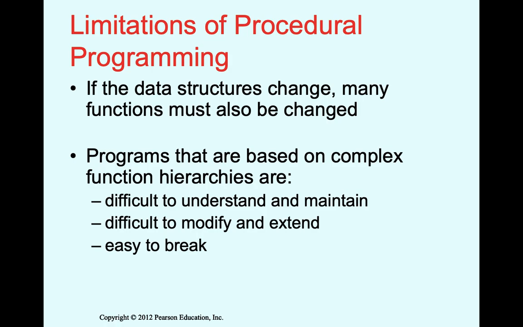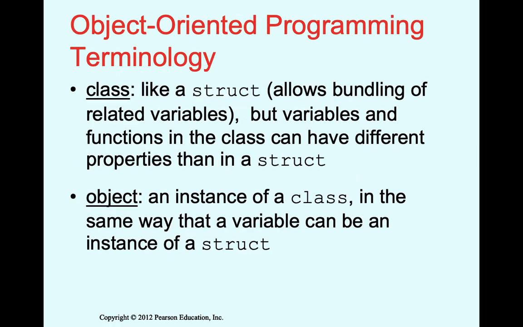So, why is procedural programming not good, or what's the disadvantage? If the data structure changes, you need to change a lot of things, and also it's difficult to understand and maintain. It's difficult to modify, easy to break. Procedural programming is good for small programs or middle size programs, but when we want to make large programs, you will get some disadvantages. So that's why we will move to object oriented programming.